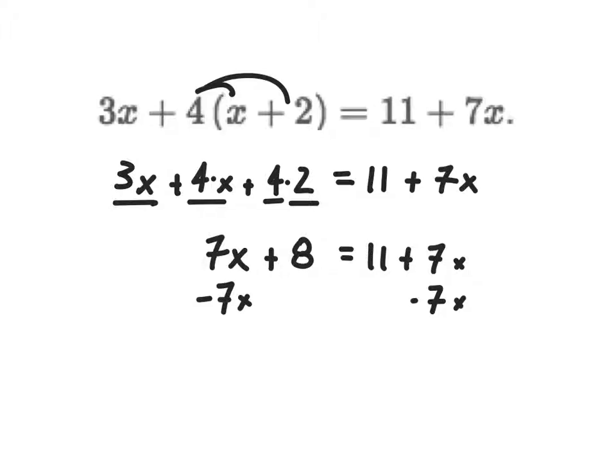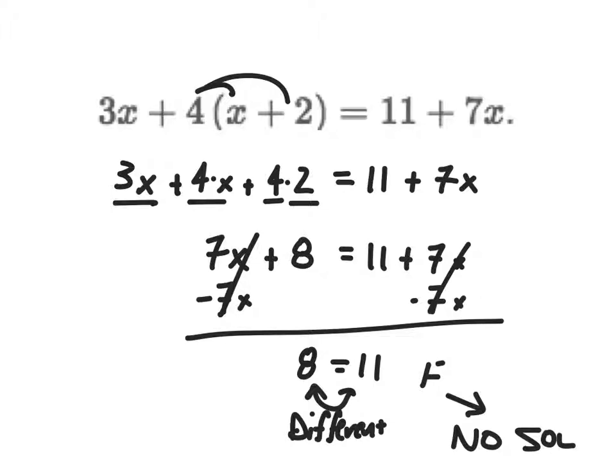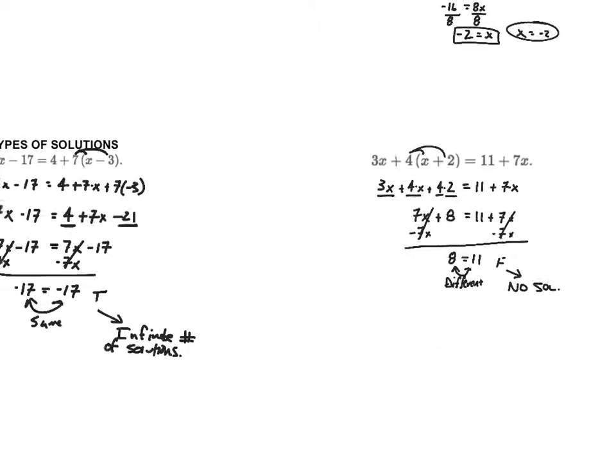Okay, that's going to cancel out, and wait a second, these are going to cancel out. But look what we're left with. Okay, 8 is equal to 11. These are different. Okay, this is a false statement. 8 is not equal to 11. So that means that we have no solution. And if I do no sol, that means no solution. It's an abbreviation.